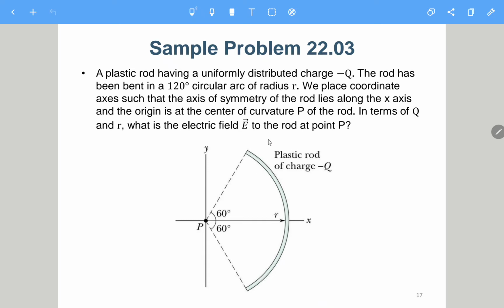So this is r, and we place the coordinate axis such that the axis of symmetry of the rod lies on the x-axis. So totally 120 degree, and then 60 degree for the negative part, and the next 60 degree for the positive part. So yeah, the origin is at the center of curvature P of the rod. In terms of Q and r, what is the electric field E due to the rod at the point P?